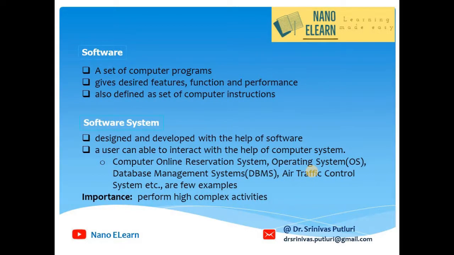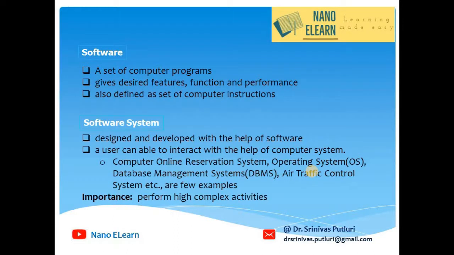What is software? Software is basically a set of computer programs or instructions which when executed they give desired features, function and performance, which means that these computer programs are developed by software developers to develop a set of features. Based on its features, one can derive its functionality, and based on its function, one can estimate its performance. It is also defined as a set of computer instructions or programs that are developed to perform a specific set of functions or tasks.